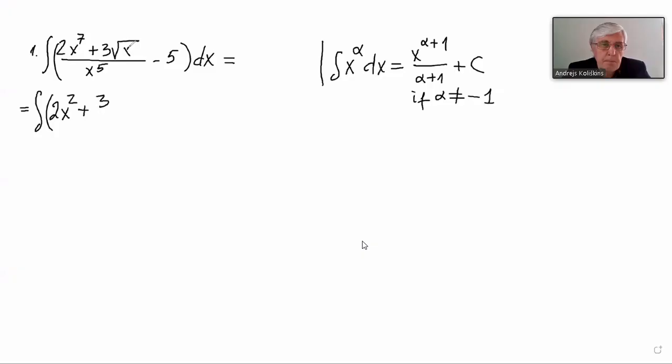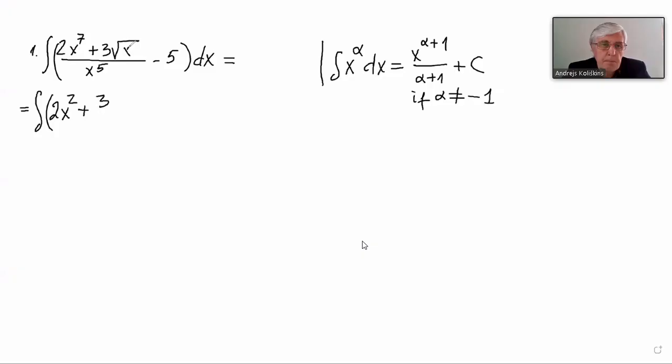So for this case, alpha is equal to 2. So the answer is 2 times x to the power 3 divided by 3 plus 3. In this case, again, alpha is minus 7/2. So we have x to the power minus 7/2 plus 1 divided by minus 7/2 plus 1. And in this case, we have a constant 1, which corresponds to alpha equals 0, right? So if alpha is equal to 0, then we have x.